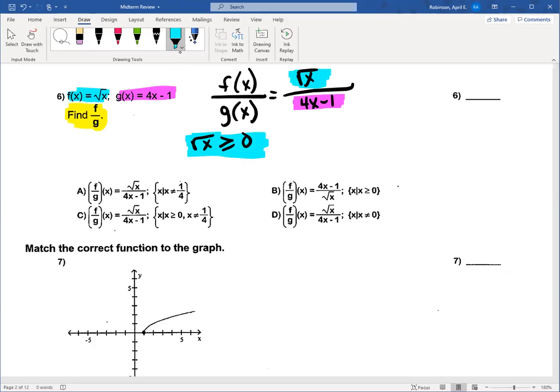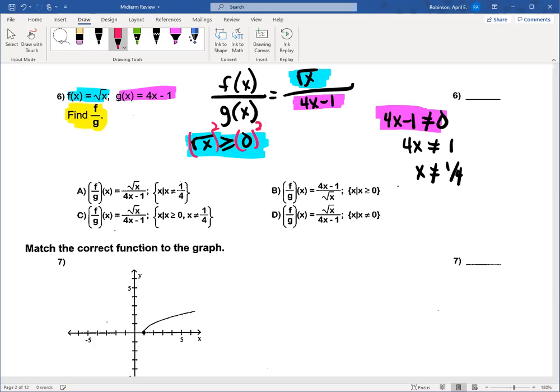Okay. For my denominator, the 4x minus 1, since that's what's in the denominator, that cannot equal 0. And to solve that, I'd add 1 to both sides and divide by 4. So x is not allowed to be 1/4, and x also has to be greater than or equal to 0, because if you squared both sides here, sorry, I never finished this one, then I'd have x greater than or equal to 0. So it's C, because here's x is not allowed to be 1/4, and here is x has to be greater than or equal to 0. And here is the actual function, the square root of x over 4x minus 1. So it's C.